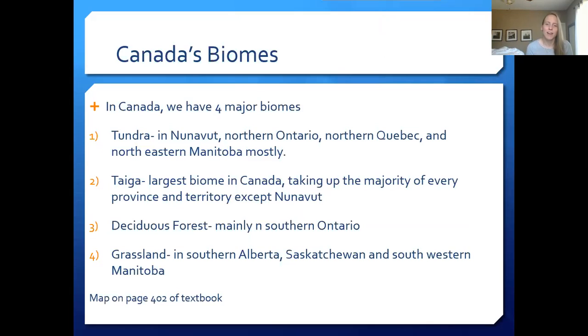In Canada, we have 4 major biomes: the tundra, which you can find in Nunavut, Northern Ontario and Quebec, and northeastern Manitoba for the most part. Then we have the taiga, which is the largest biome in Canada. As I said, it makes up the majority of every province and territory except Nunavut. The deciduous forest is mainly just in southern Ontario, as well as a little bit in some of the Atlantic provinces. And then the grassland is in southern Alberta, Saskatchewan, and southwestern Manitoba.